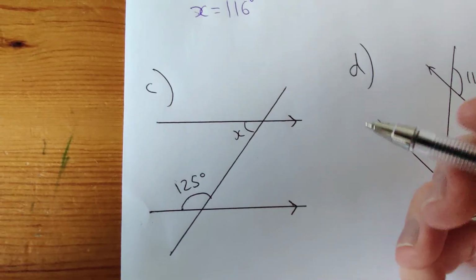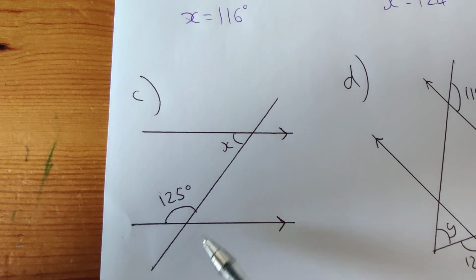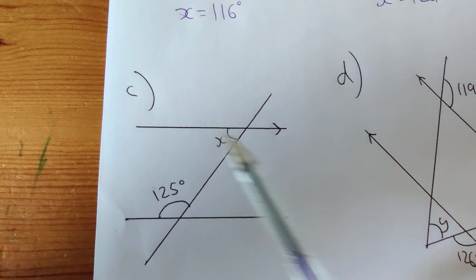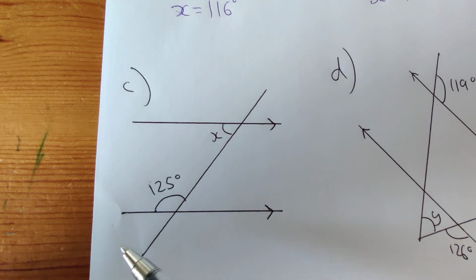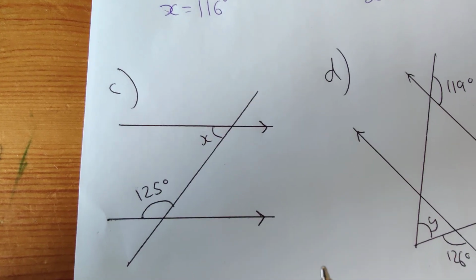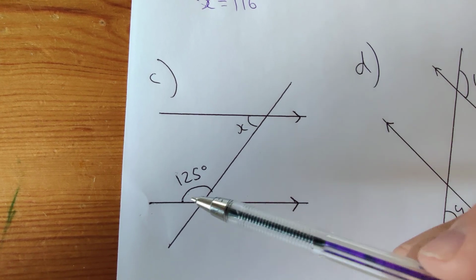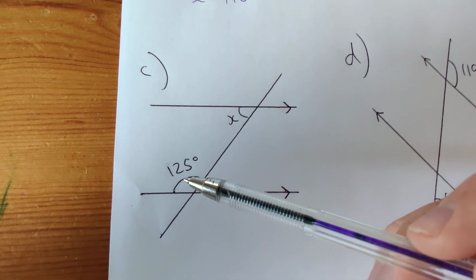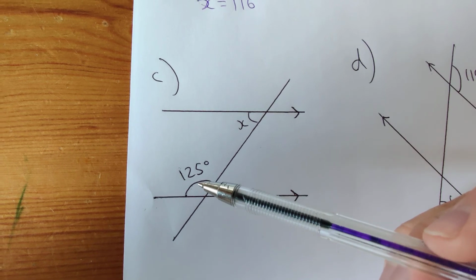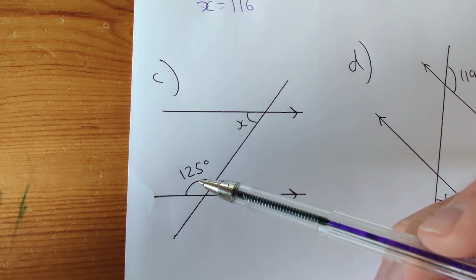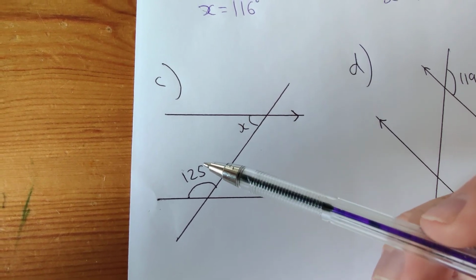Question C is a bit different. Again, I've got four angles that are sharing a pair of parallel lines and this straight line here, but straight away I might notice that X is an acute angle and 125 degrees is an obtuse angle. So even if I get mixed up on my rules or I need to guess, it can't be the same this time because they're different angles.